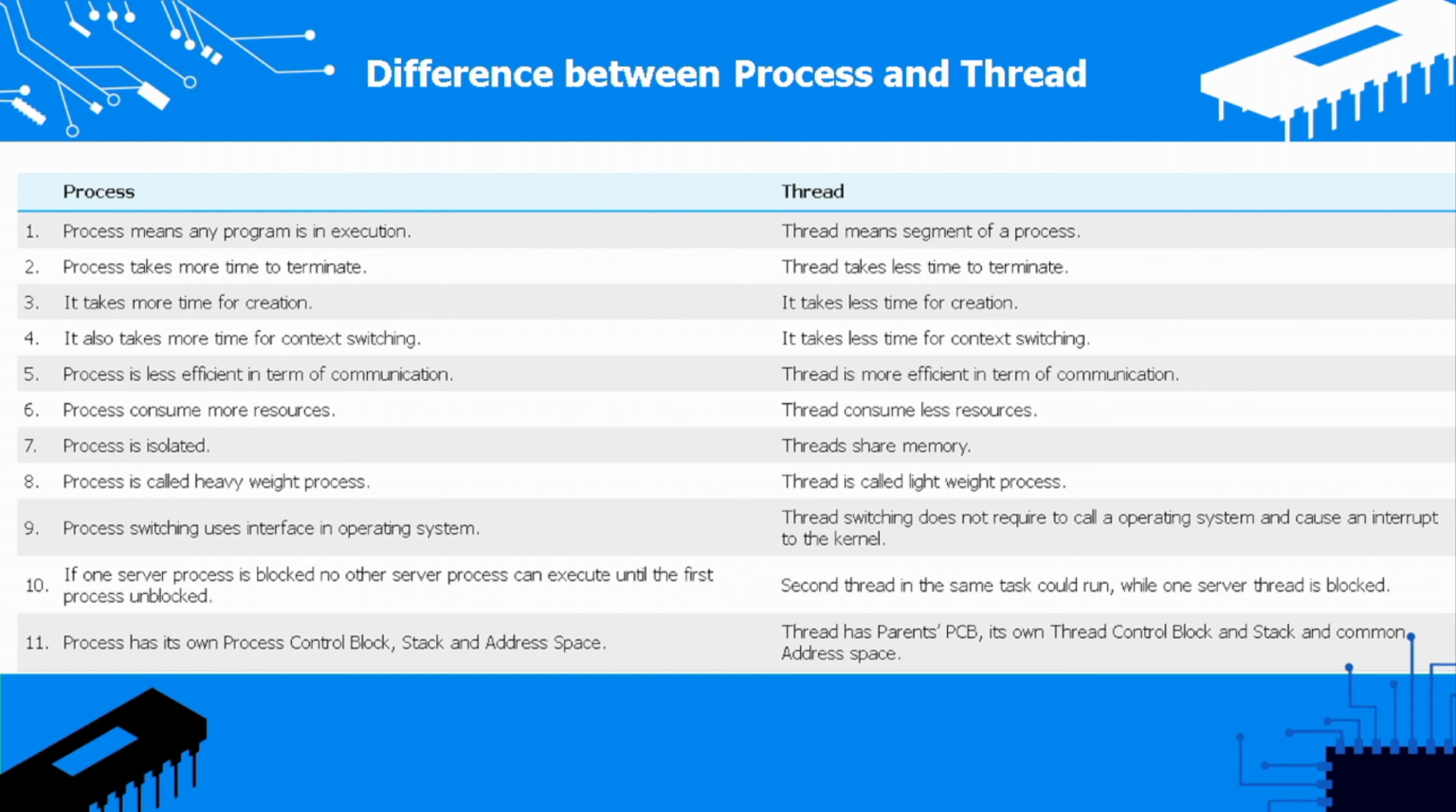So as you can see, the thread takes less time to use, and the process takes more time. The process takes more time for creation, and the thread takes less time for creation. So as you can see, the thread is very fast and efficient.